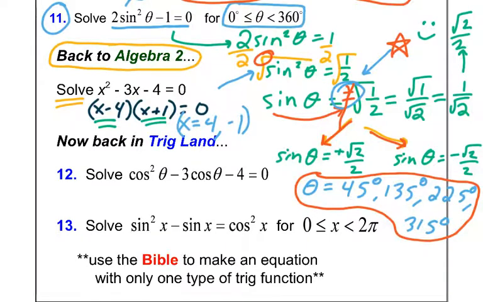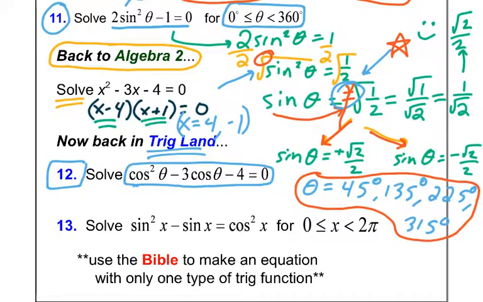That's great. The reason I'm preparing you for that is because now let's go back to trig land and do the exact same thing. Number 12 says, can you solve cosine squared minus 3 cosine minus 4 equals 0? Folks, do you agree that this is actually the exact same kind of question as right up here? These guys are pretty much linked together. Why? Because it's a cosine squared minus 3 times a cosine, and then minus just a number.